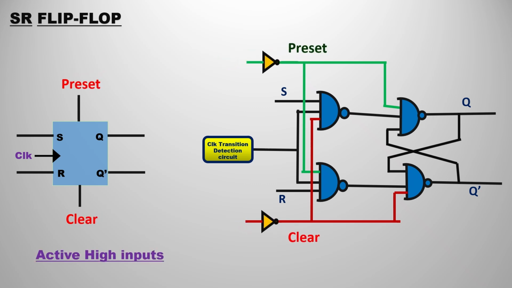What if you want active high inputs? In the previous case we directly took the inversion, that is preset bar and clear bar. Now if you want the active high inputs, meaning the normal inputs, you add a NOT gate again, as shown there. That's it, it becomes our normal active high inputs.